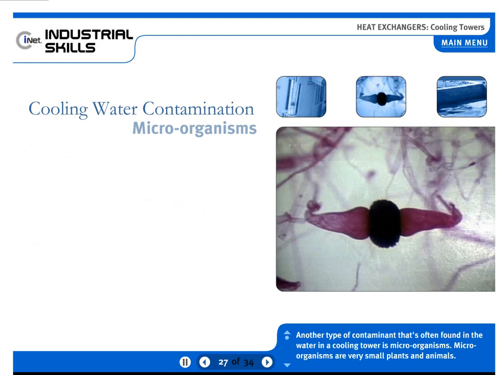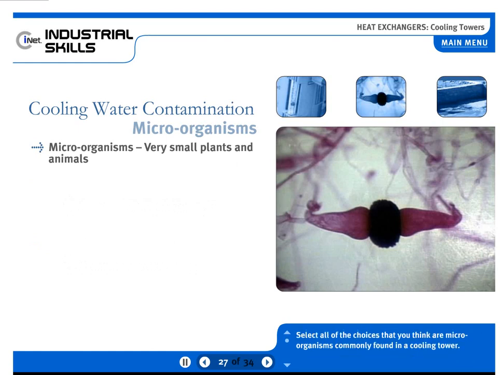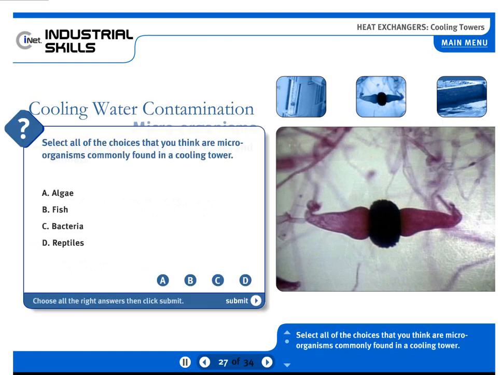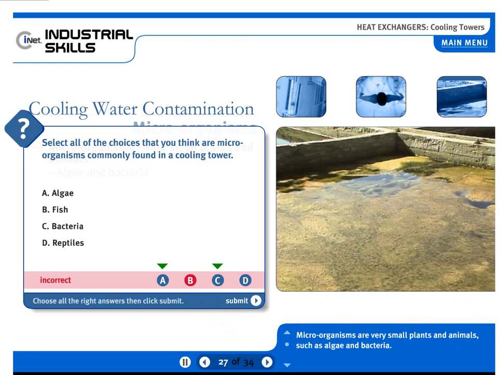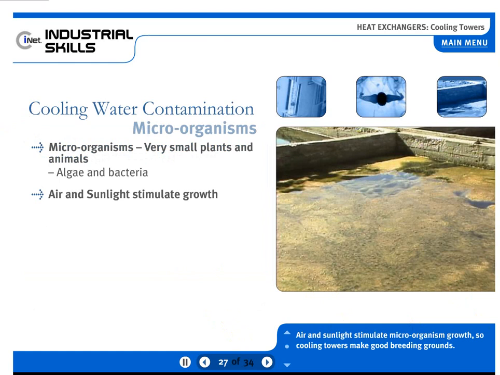Another type of contaminant that's often found in the water in a cooling tower is microorganisms. Microorganisms are very small plants and animals. Select all of the choices that you think are microorganisms commonly found in a cooling tower. No, that's incorrect. Microorganisms are very small plants and animals, such as algae and bacteria. Air and sunlight stimulate microorganism growth, so cooling towers make good breeding grounds.